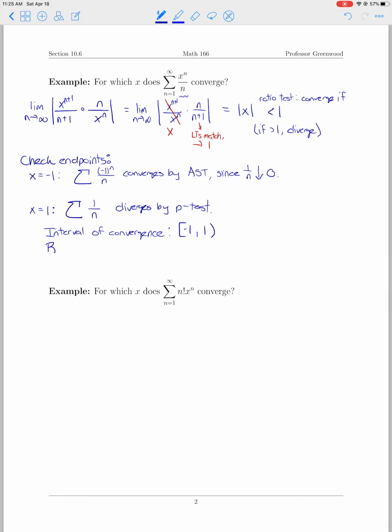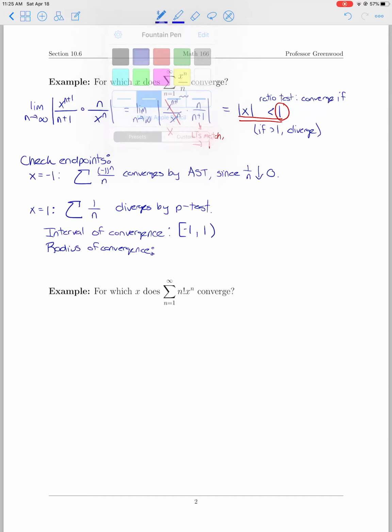And then I also want to report the radius of convergence. And here, again, the idea is that I want to look for this simplified statement where I found that the absolute value of x is less than something. On the right-hand side, that's just equal to 1. And so the radius of convergence is going to be 1. It is the case that the radius of convergence will always end up being half the width of the interval of convergence.